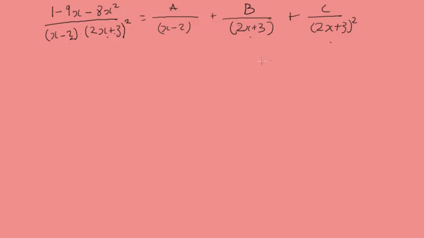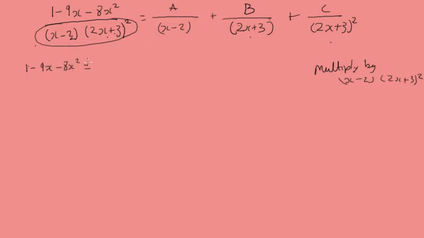So this time we're going to multiply through by this, and we will get 1 minus 9x minus 8x squared equals a(2x plus 3) squared plus b(x minus 2)(2x plus 3) plus c(x minus 2).